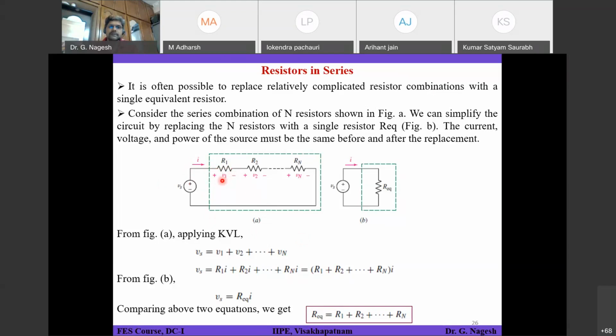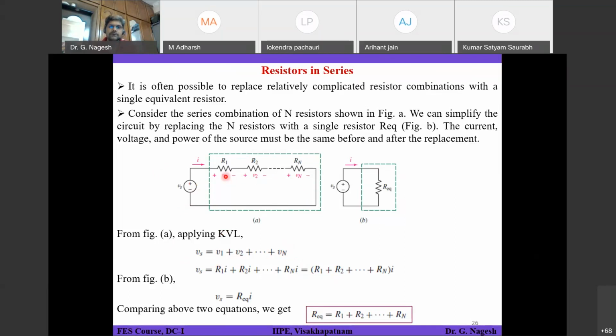And I will give a variable name, which is V1. So V1 is the voltage across resistor R1. Similarly V2, V3, so on up to Vn. So now you know the voltages across all the elements and you know the voltage across the source. So you can apply KVL for this circuit. If you apply KVL, what happens? Minus Vs plus V1 plus V2 plus V3, so on up to Vn, is equal to 0. Or Vs is equal to V1 plus V2 plus V3, so on up to Vn.